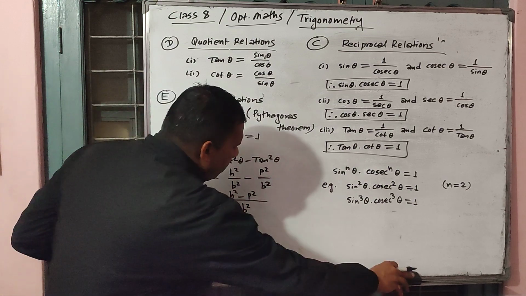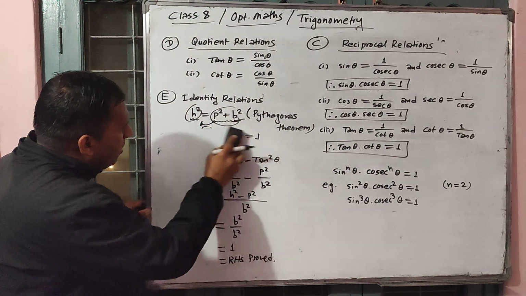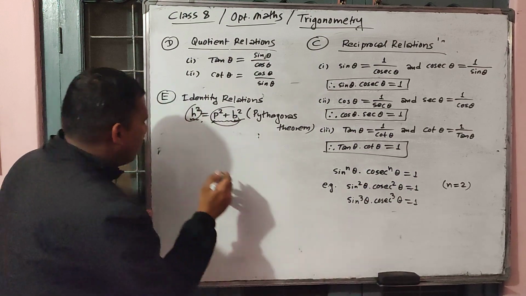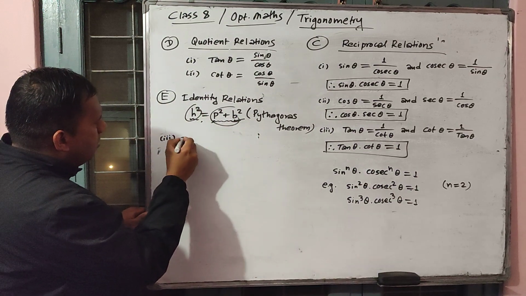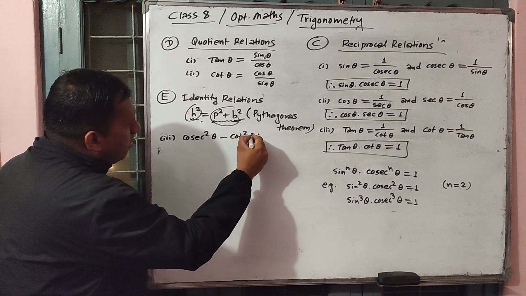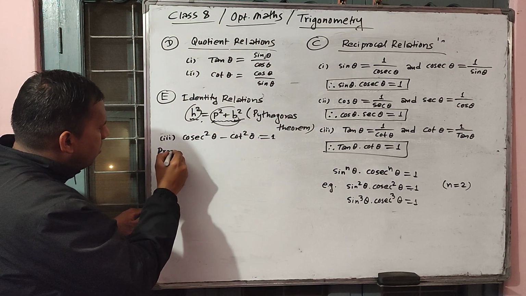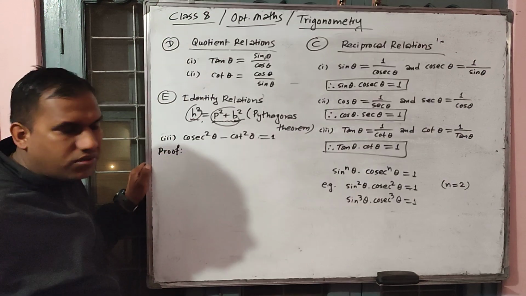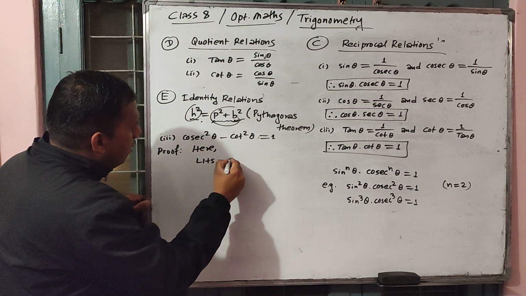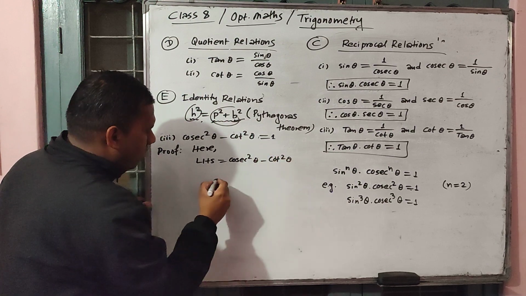Now, in identity relation, the third part is cos square theta minus cot square theta equal to 1. To prove this, let us see its proof. Here, the LHS is cos square theta minus cot square theta.